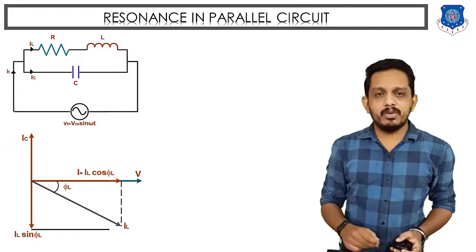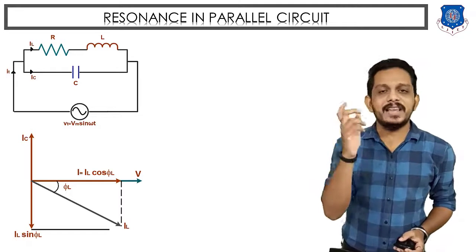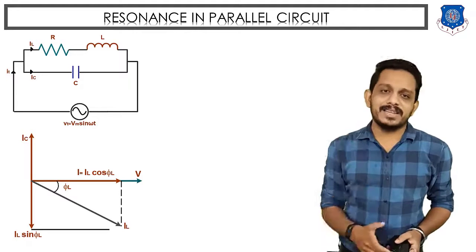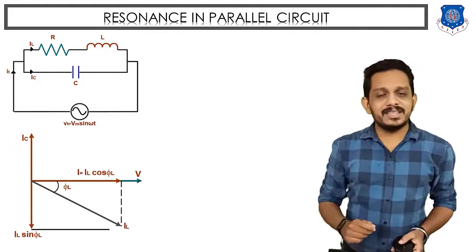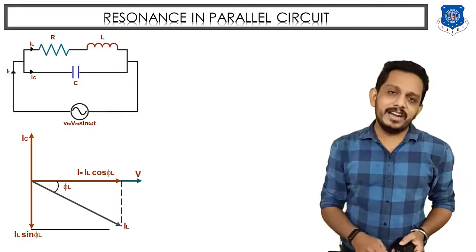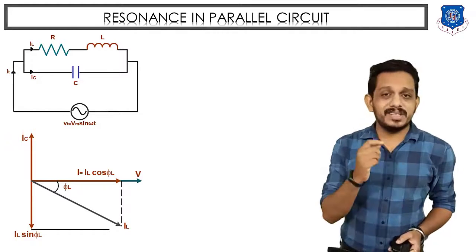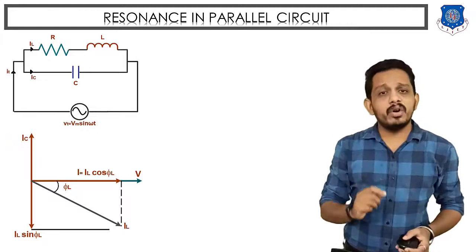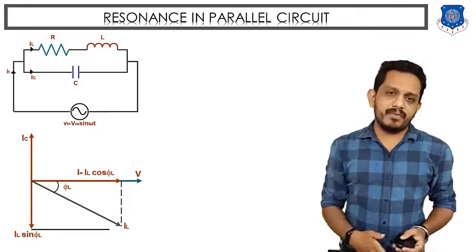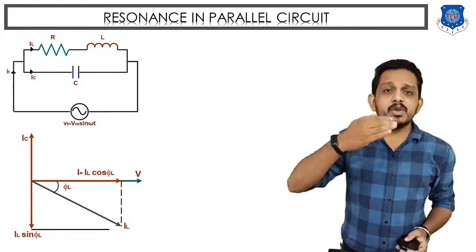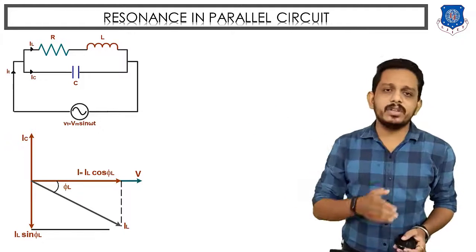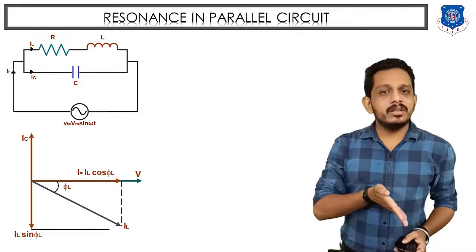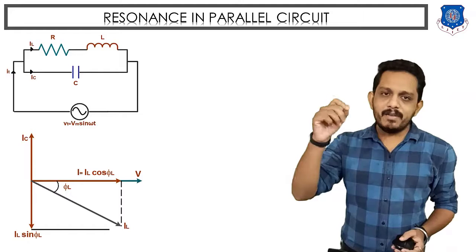Now let's talk about the first branch current, that is IL. This is not a pure inductive circuit. This is an RL circuit. And we know that in an RL circuit, current lags behind the voltage by an angle phi, because this is not a pure inductive circuit. If current is lagging, then we have to draw that current below the reference, and our reference is voltage. So we will draw IL current below the reference by angle phi. So you can see that IL is drawn on the downside of the reference by angle phi.